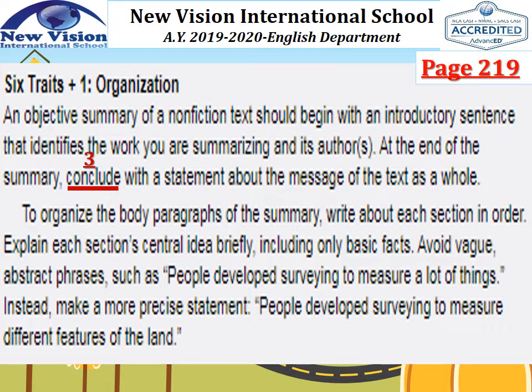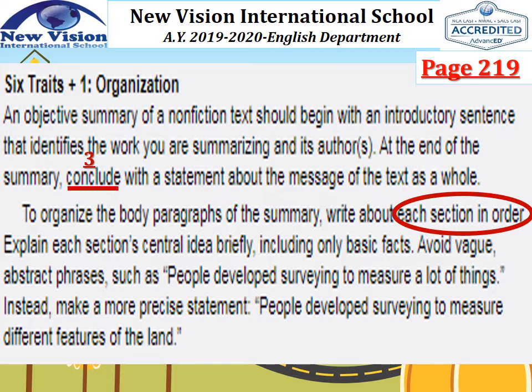Good job. When we say vague, it means unclear. In this sentence, the group of words "a lot of things" is the vague part. Why? Okay, you are not sure of what thing it is, right? There's a lot of things. Now, it is mentioned here, instead, make a more precise statement.